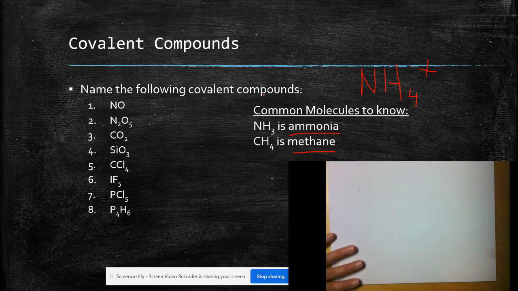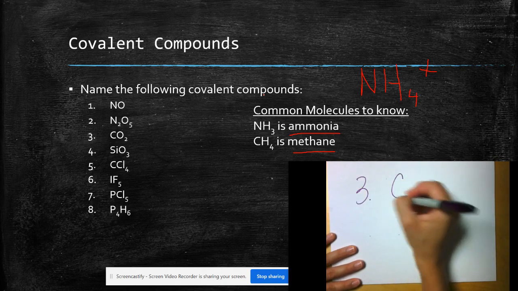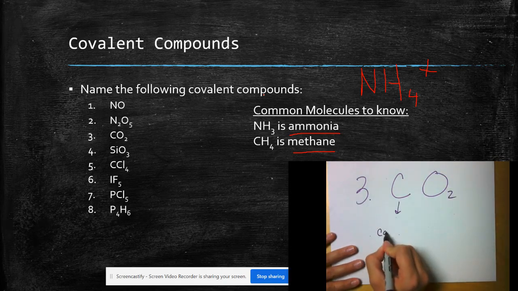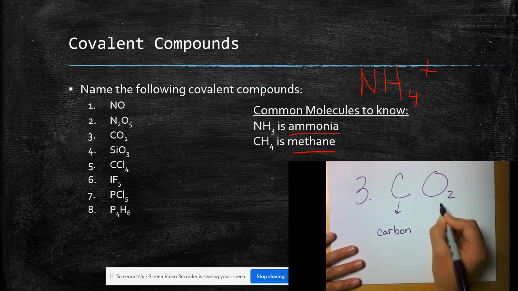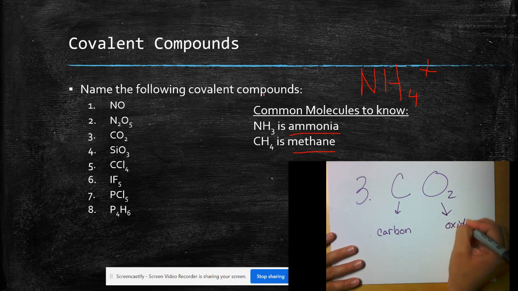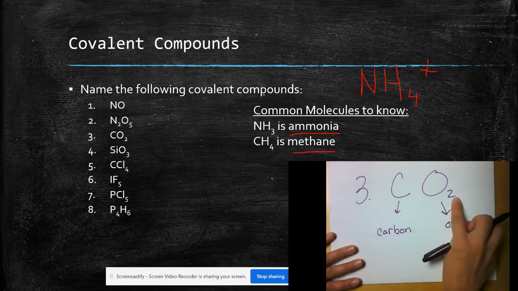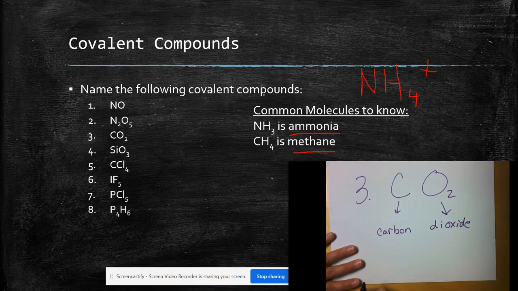Number 3. We have carbon and oxygen. So we name the first element, carbon. Name the second element, oxide. Imaginary 1, we don't put the mono. 2 means di, so we put dioxide. That's okay to have 2 vowels there. So carbon dioxide.